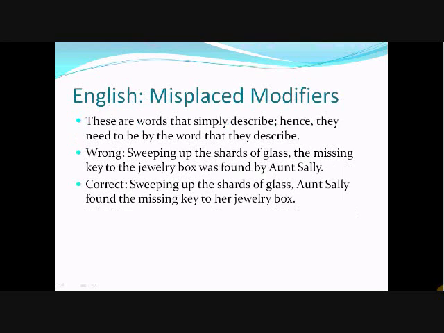Now, misplaced modifiers. Modifiers are words that describe. Therefore, they need to be by the word that they describe. This is the wrong way to use a modifier: Sweeping up the shards of glass, the missing key to the jewelry box was found by Aunt Sally. Can missing keys sweep up shards of glass? No. So the correct version would be: Sweeping up the shards of glass, Aunt Sally found the missing key to her jewelry box. Aunt Sally is the one who sweeps up the shards of glass, so it should come after the modifying phrase.